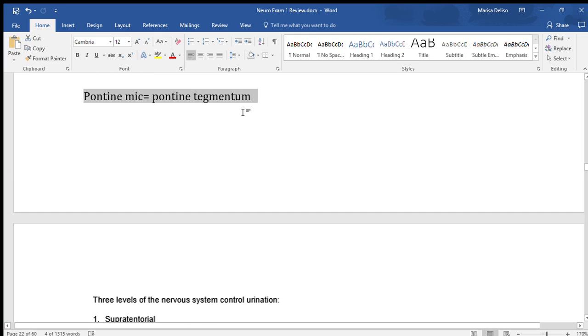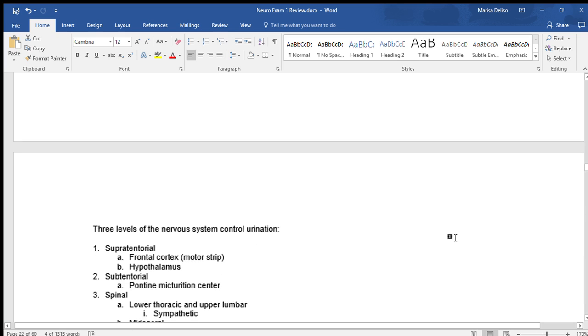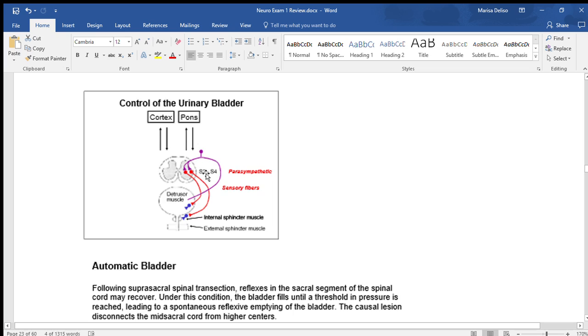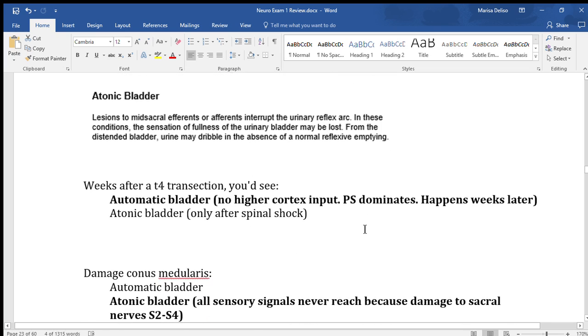So pontine micturition center, I just wanted to bring that up. Remember, midbrain was periaqueductal gray, which has to do with nociception. Pons says pontine micturition center, so that's where we can have issues with our bladder. I'm not going to go into this too much because I'm sure that you've talked about it a lot.